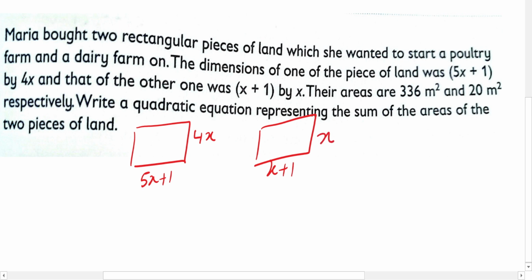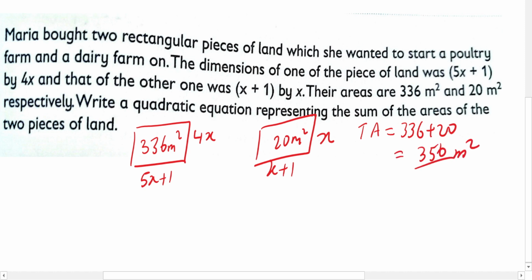Their areas were 336 meters square and 20 meters square respectively. Write a quadratic equation representing the sum of the areas of the 2 pieces of land. Now the total area is going to be 336 plus 20, which is 356. You should know that.